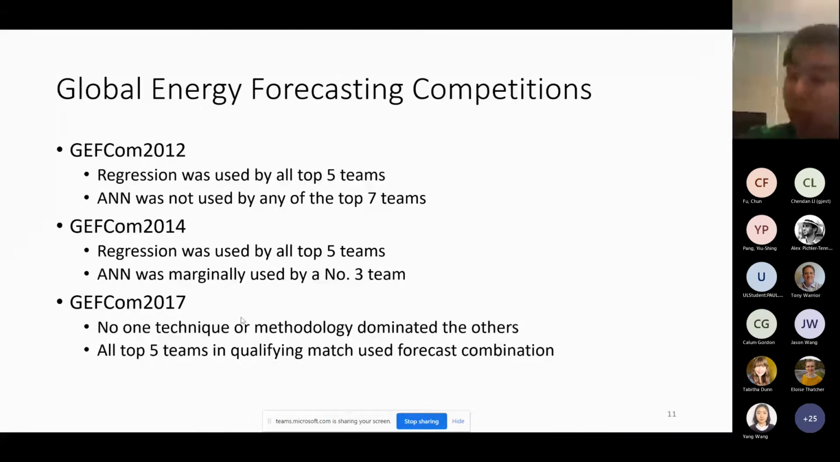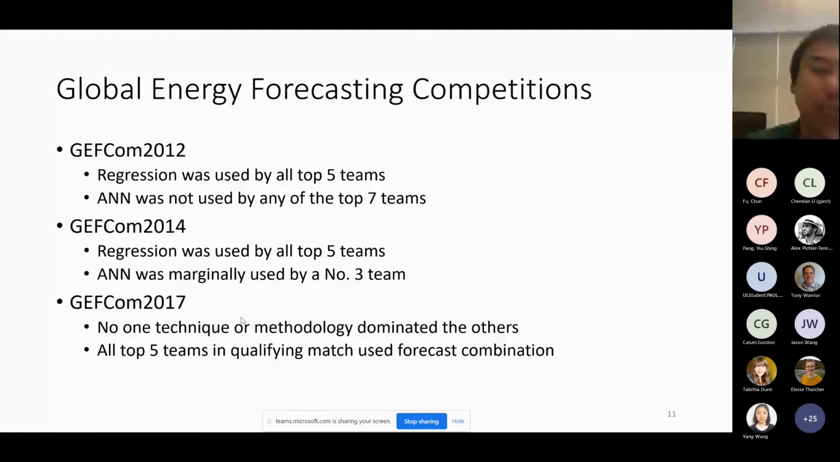Actually, whether neural nets were used or not doesn't affect the forecast performance. She used it only because she had a forecast engine previously built, and that engine had a neural nets part of it for computation or error processing. So for that competition, using neural nets or not doesn't change her results or ranking. And then in 2017, we found that no one technique or methodology dominated the others.